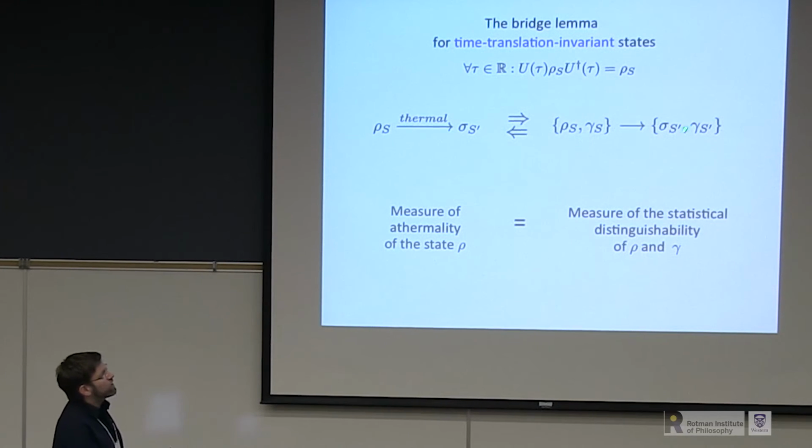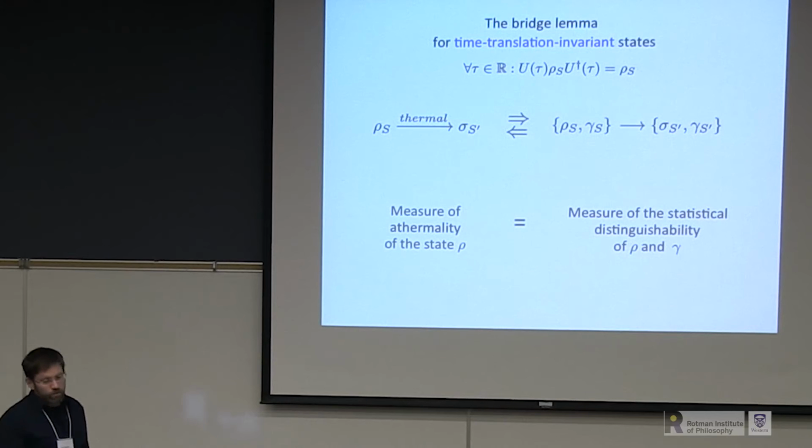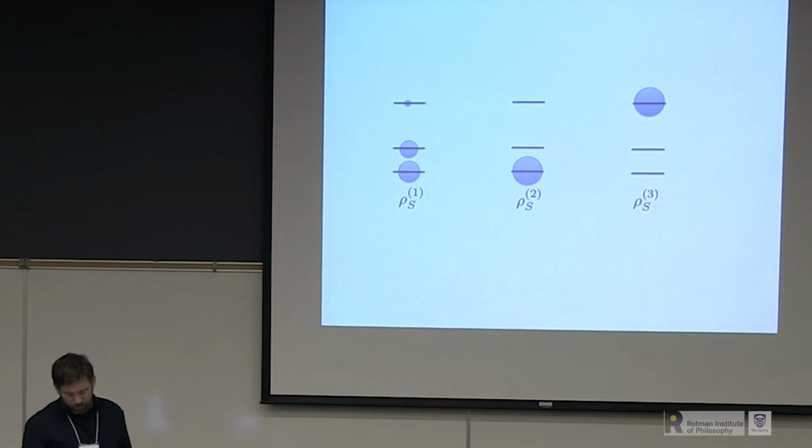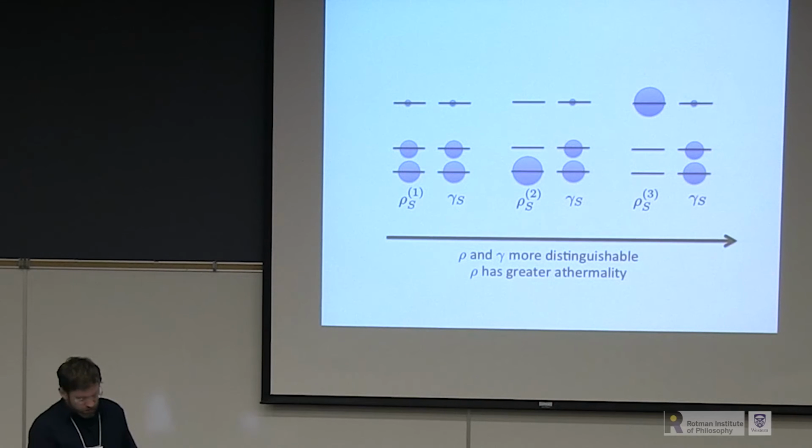So if you give me any measure of the statistical distinguishability of a quantum state and the corresponding thermal state, that is a measure of how much this state deviates from being a thermal state for these time translation invariant states. So we can immediately get a bunch of measures of athermality. In particular, if you look at three particular states, these are the energy levels, and you ask, what are their athermality properties, you just need to compare them with the thermal state, right? So it turns out that my first choice was the thermal state for that temperature. Here's the thermal state for that temperature again to compare.